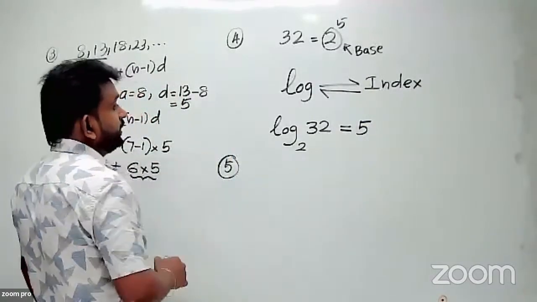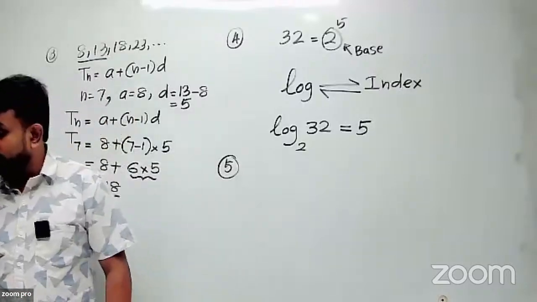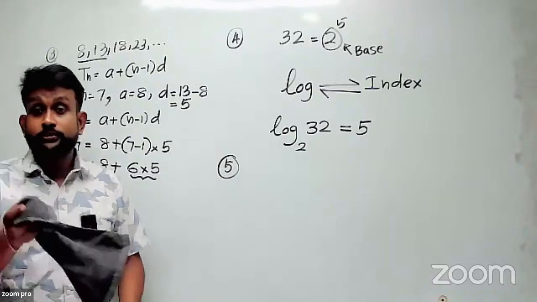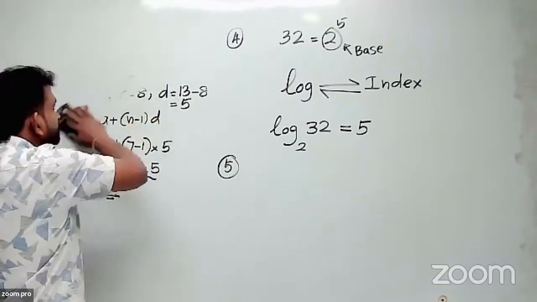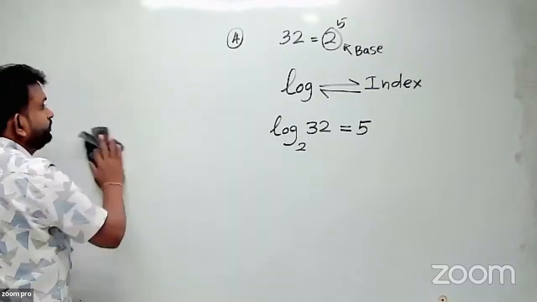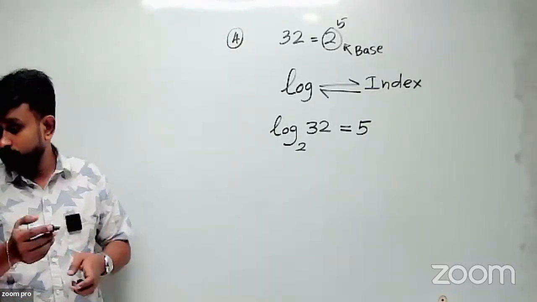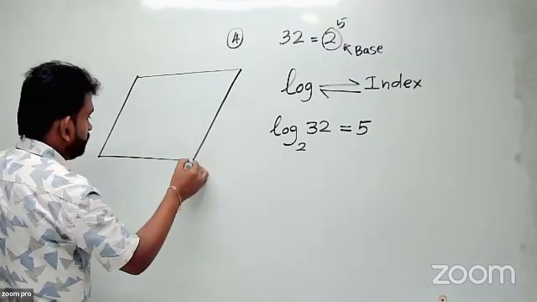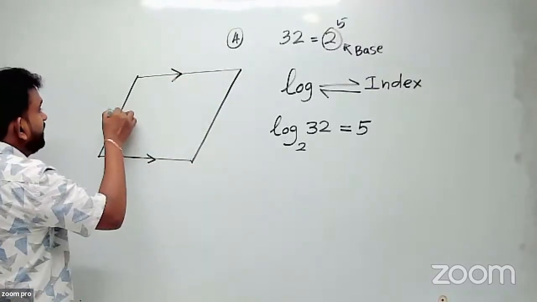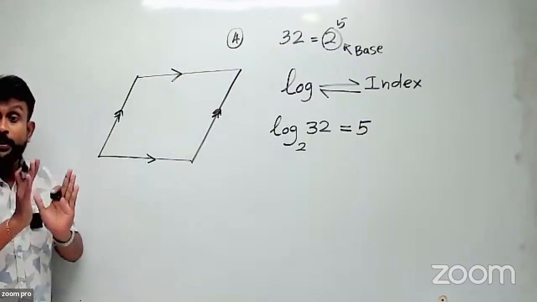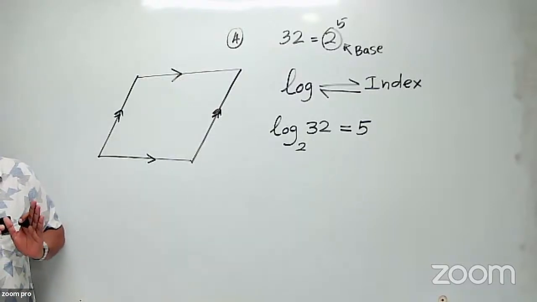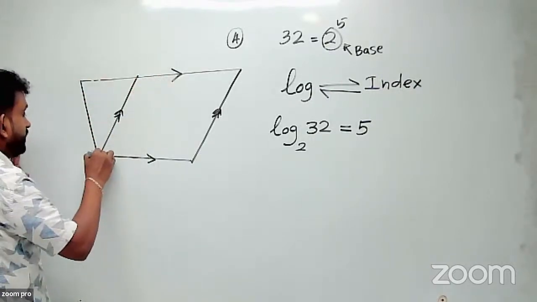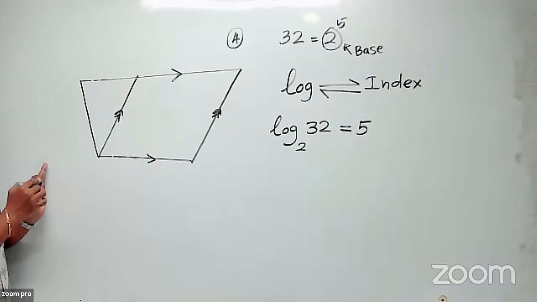Now we move to question number 5. Find the perimeter of ABCDE. This is a geometry question. So this is a parallelogram. They mention these two sides are parallel as well as these two sides parallel. They are not saying it is a parallelogram, but by looking at it you should understand that it is a parallelogram. Why? The reason is opposite sides are parallel.